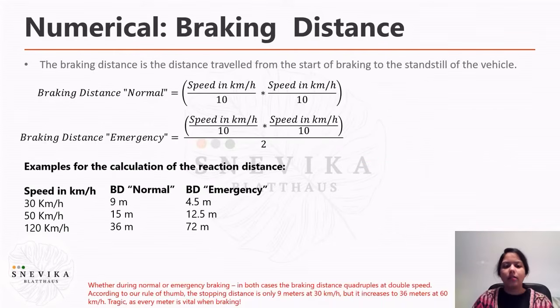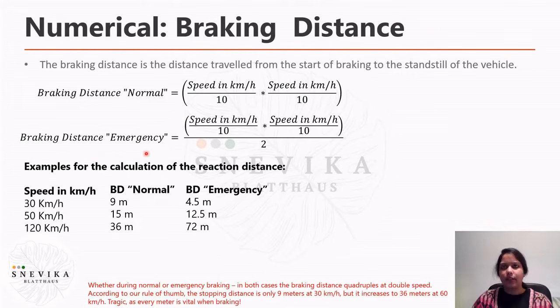Now what is braking distance? To calculate braking distance, there is a formula. Considering it is a normal condition, what is a normal condition? It is when you see a sign and you are prepared to brake. Then your braking distance will be speed in kilometers per hour divided by 10, into speed in kilometers per hour divided by 10. That is speed by 10 into speed by 10.